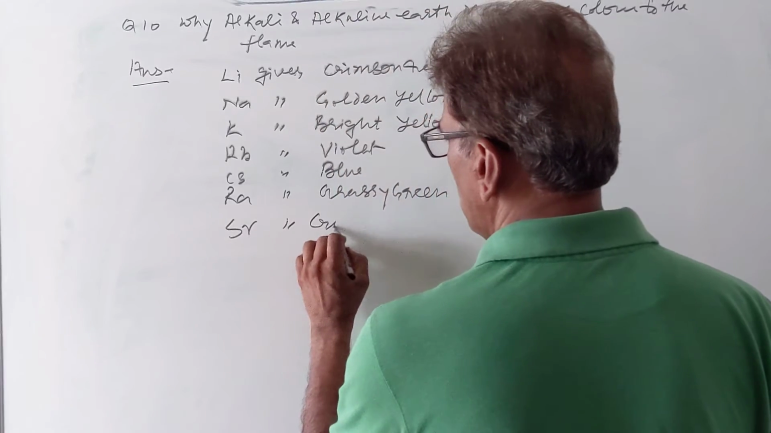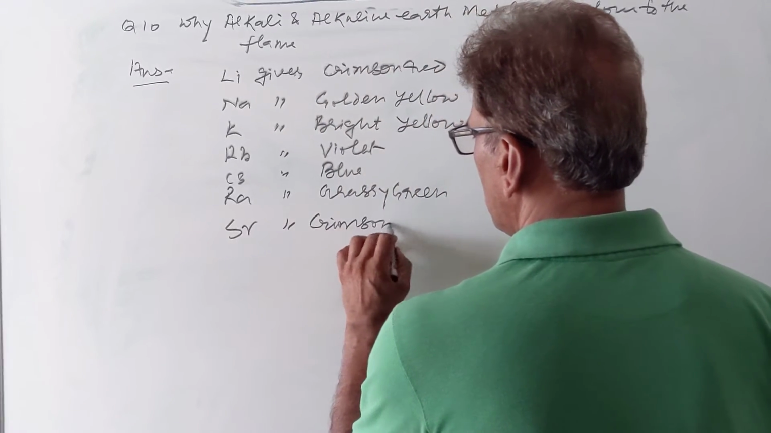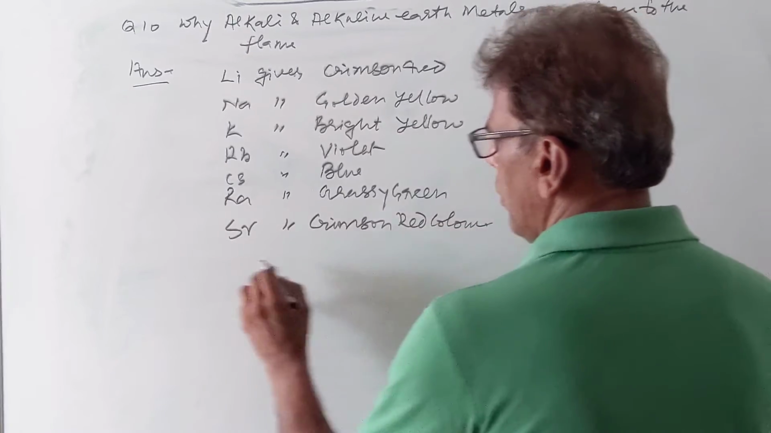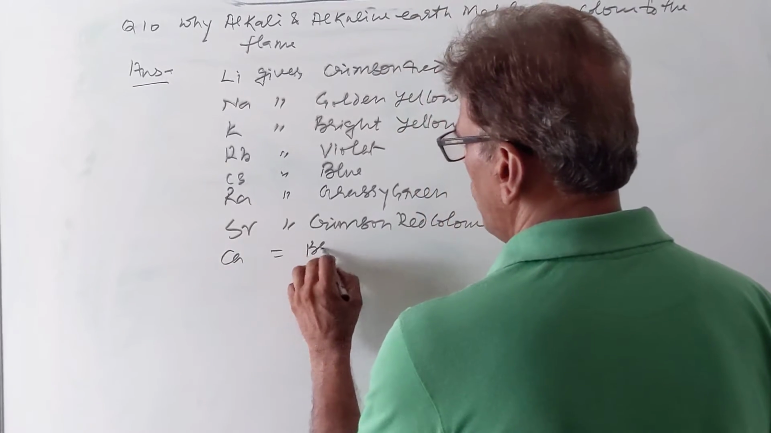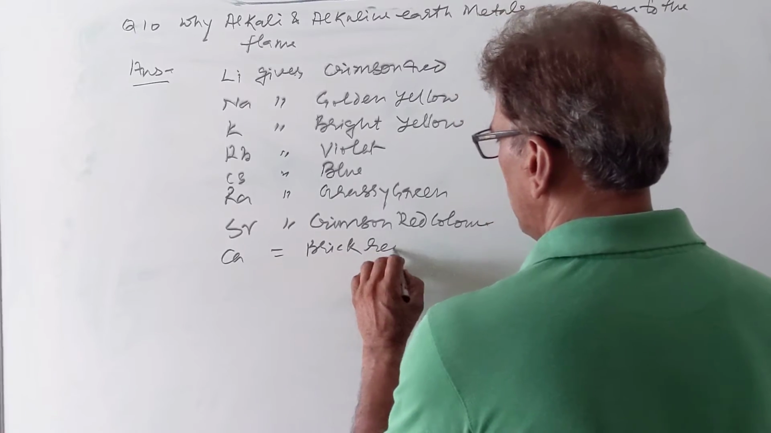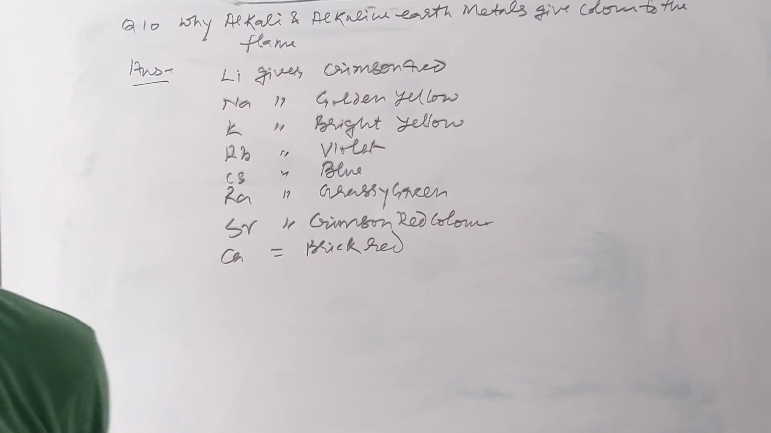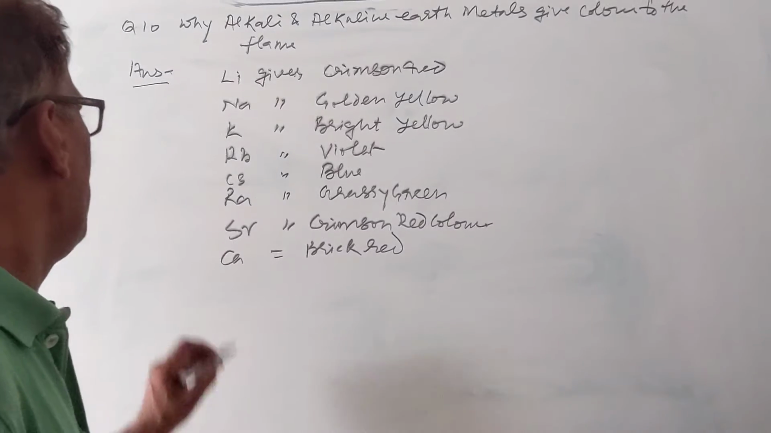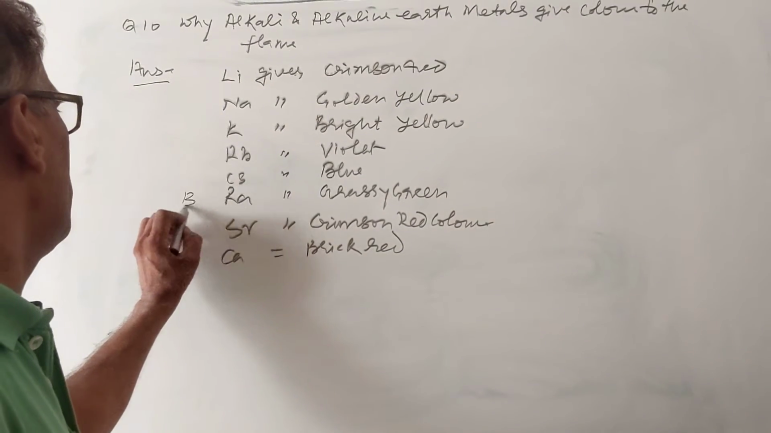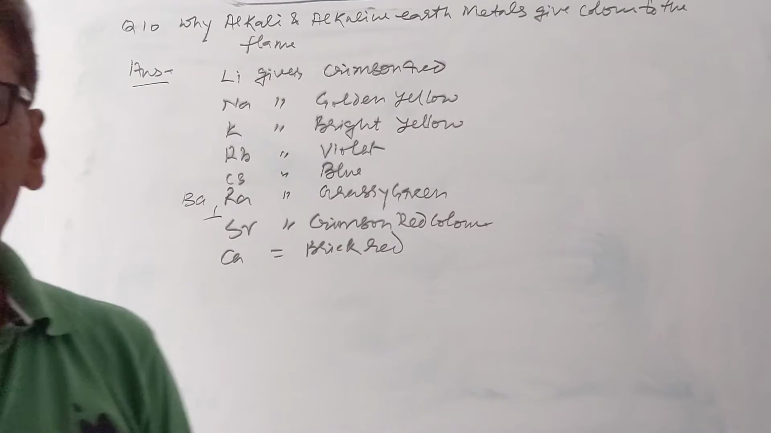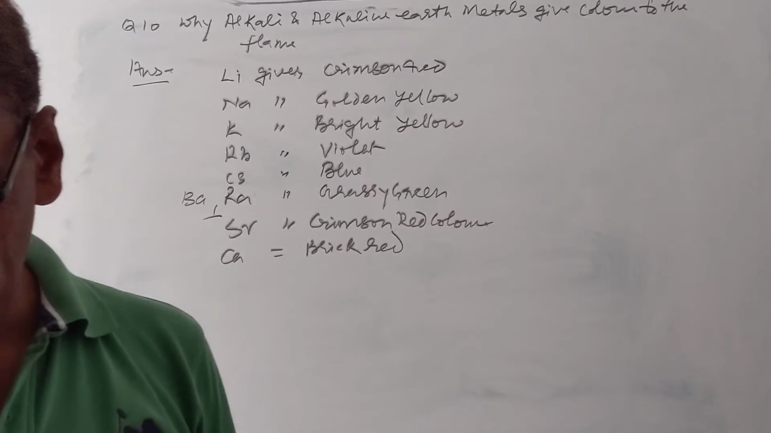Strontium gives crimson red. Calcium gives brick red, just like brick. Then barium also gives grassy green color to the flame. So these are the colors imparted by the alkali and alkaline earth metals to the flame.